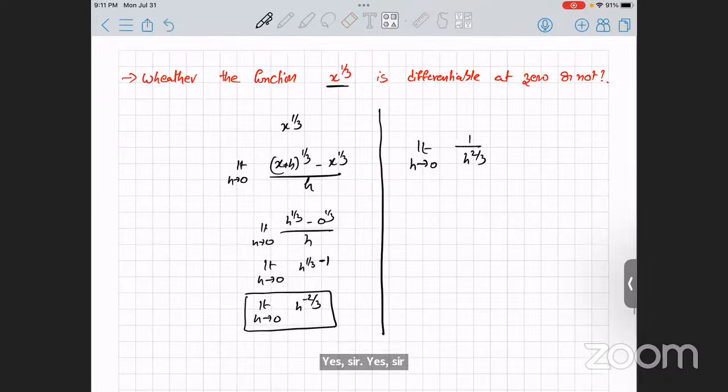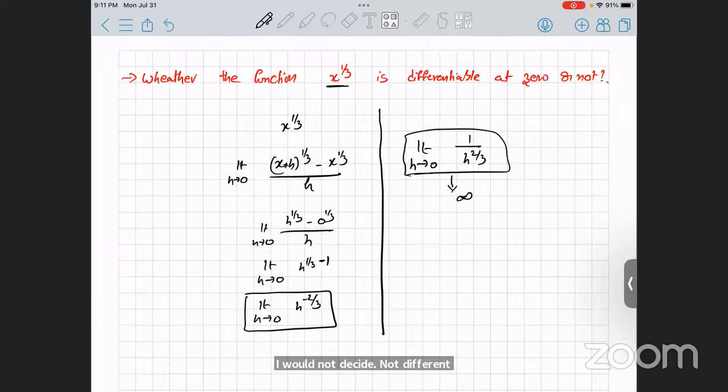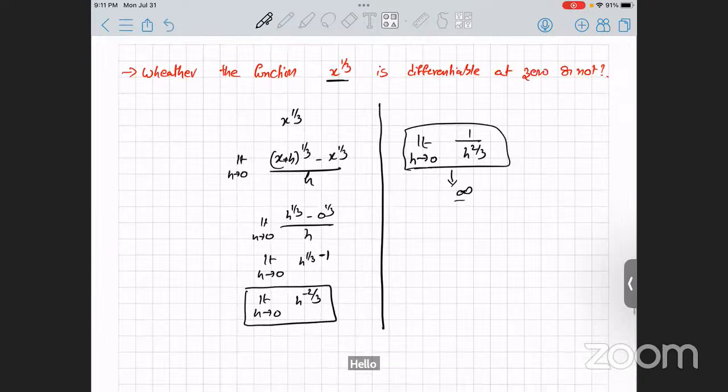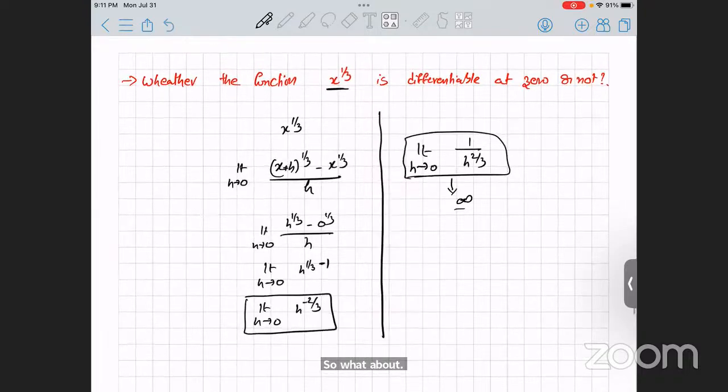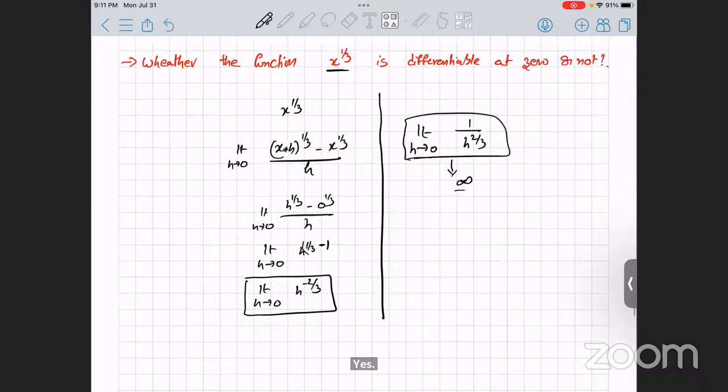When h tends to 0, this limit becomes infinity. Oh, sorry, not defined. Sir, what about the limit tending to infinity? What about 1/3? What is 1/3 minus 1? Look, a power m divided by a power n equals a power m minus n.